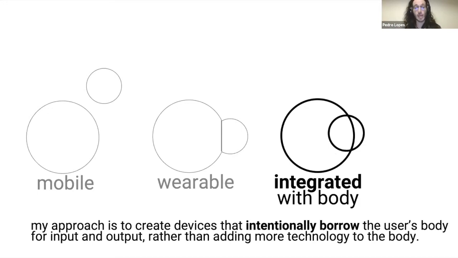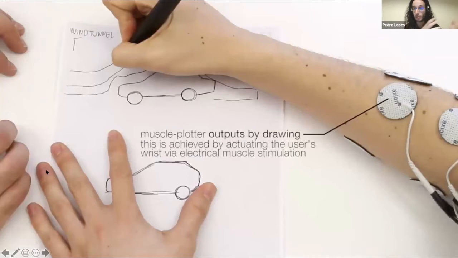And so in my lab, what we do is we create devices that intentionally borrow parts of the human body, or biological functions of the human body, for input or output, rather than adding another piece of technology. Maybe we don't need a microcontroller because we have something here that can perform that function. So let me show you a couple of examples, and just to illustrate, Muscle Plotter is such an example.